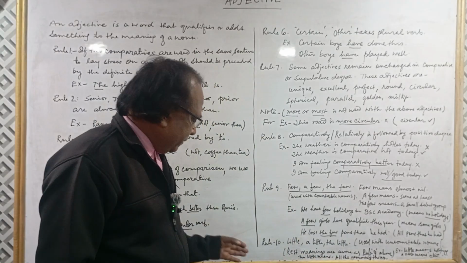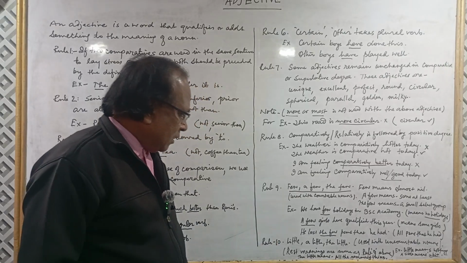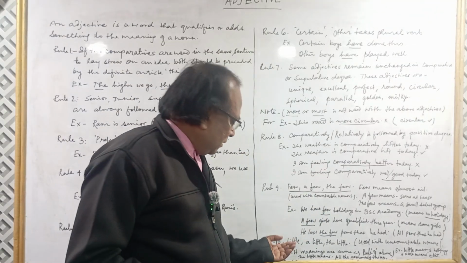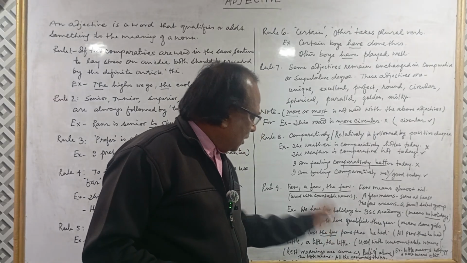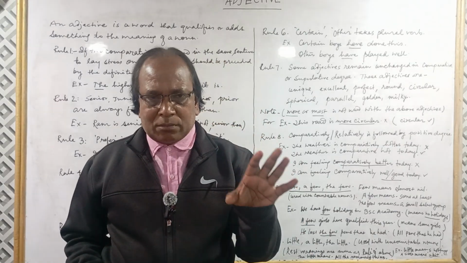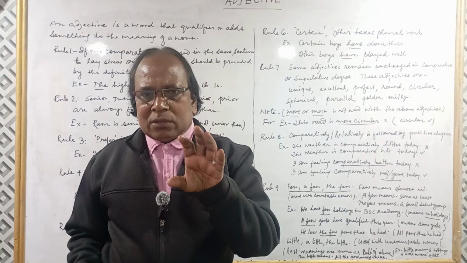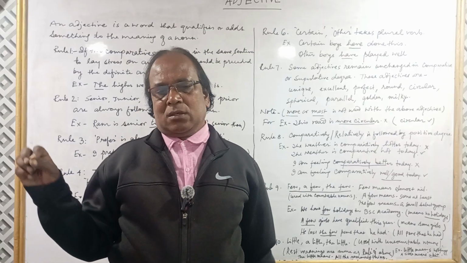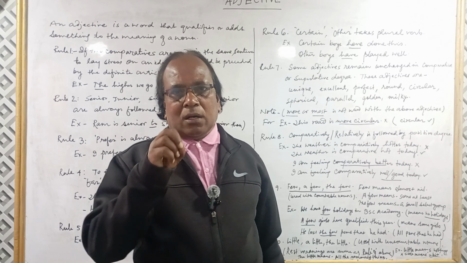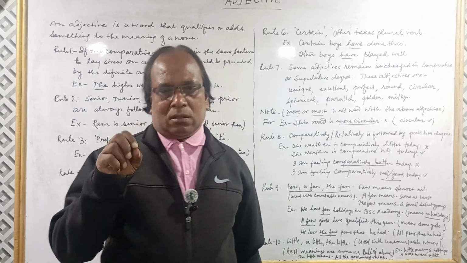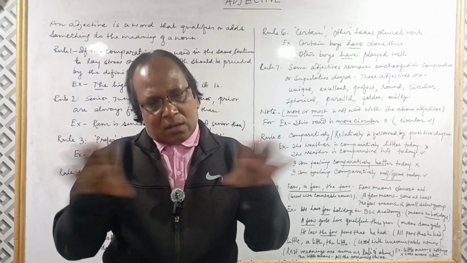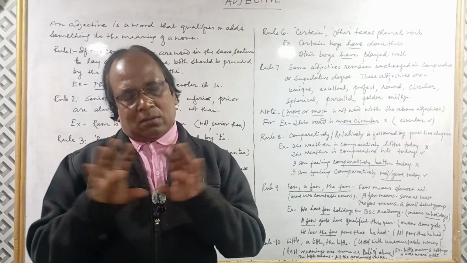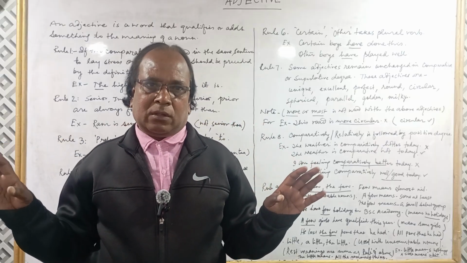Another rule, rule number 10. Little, a little, the little. Little, a little, the little have similar meaning. The basic difference between few and little is that few is used with countable nouns, little is used with uncountable nouns. And the manner in which we use them is almost similar.